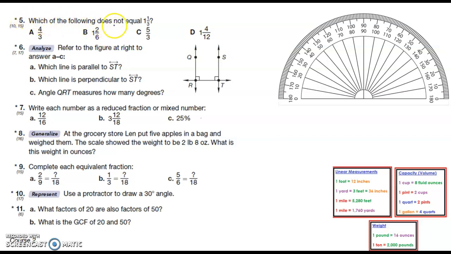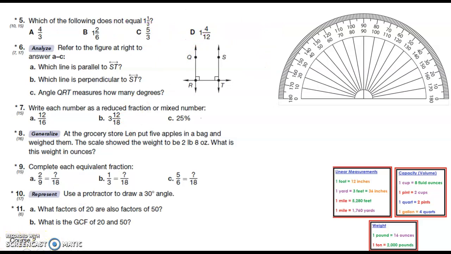Number 5, which of the following does not equal 1 1/3? Okay, so we're looking for equivalent fractions. 4/3. What I'm going to need to do is see what 1 1/3 would be as an improper fraction. So 3 times 1 is 3, plus 1 is 4 over 3. So that's what it is as an equivalent fraction, so this equals it. 1 2/6, what they've done is they've multiplied this by 2, so that equals it. 5/3 does not equal it. And then how does this work? 1 1/3, 3 times what gives me 12? 4. So that equals it. So it's C.